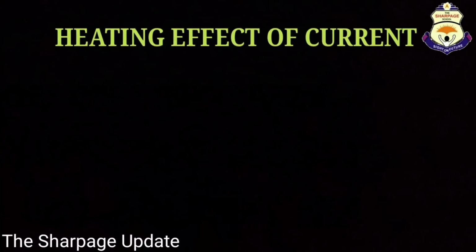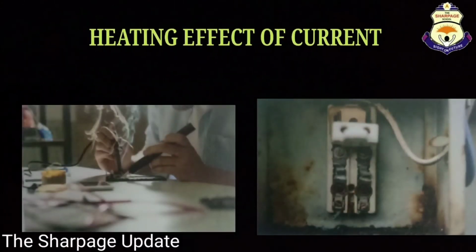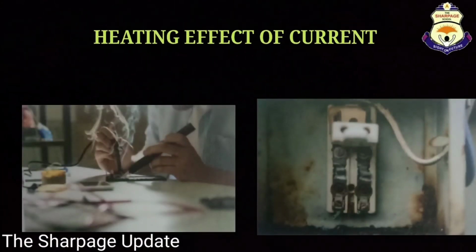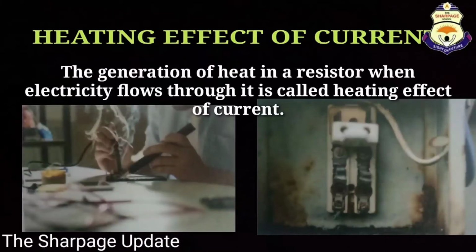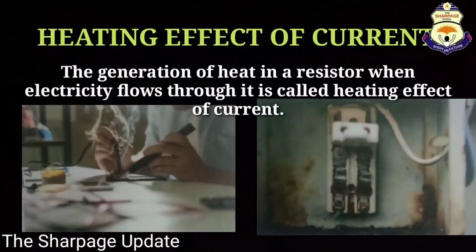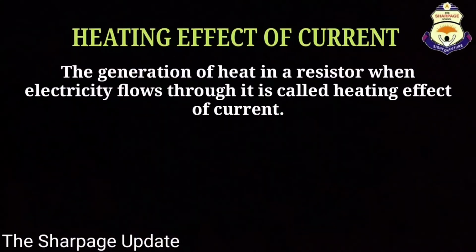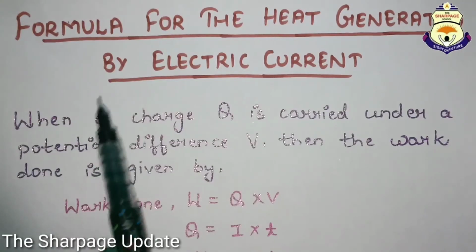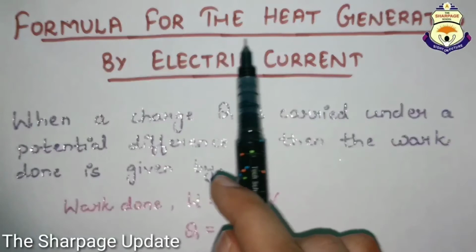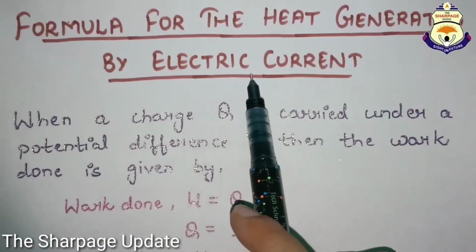Now, we will study the heating effect of current. So, do you know what is meant by the heating effect of electric current? Students, the generation of heat in a resistor when electricity flows through it is called heating effect of current. Now, let's study the formula for the heat generated by electric current.